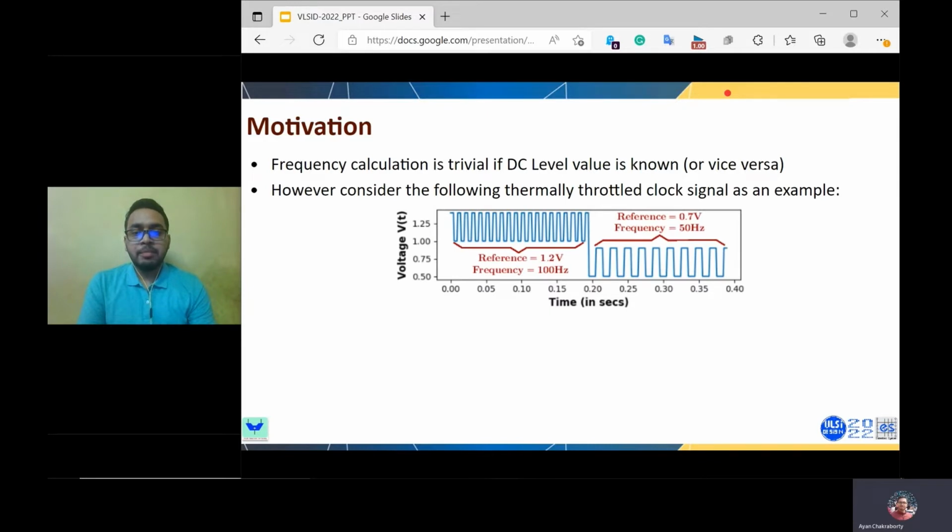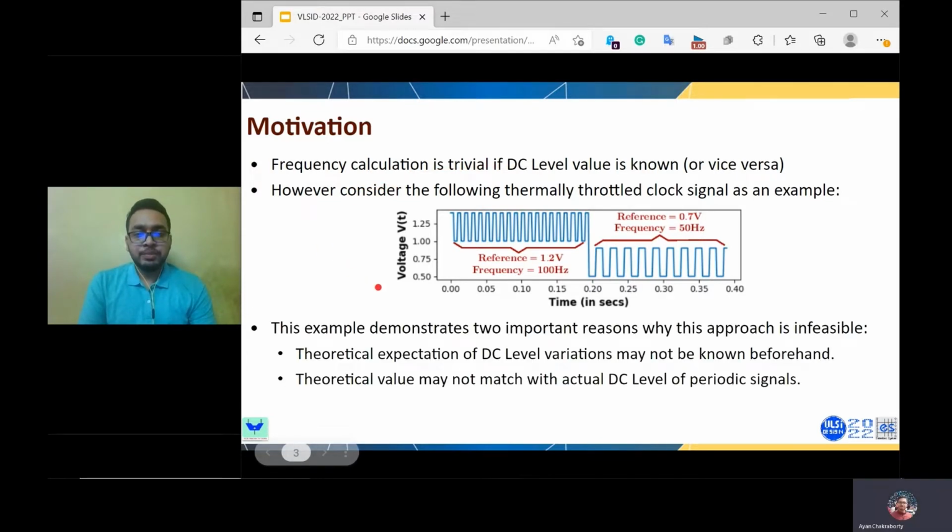However, this simple method cannot be applied to a wide range of signals and has several drawbacks, which I will explain with the help of this waveform. The first drawback is that the user must know the variation of DC level for the entire signal. In this example, we can see clearly that there are two distinct DC levels, and the user must know both of them in order to calculate the frequency variation using this simple method. Second of all, the expected theoretical value of the DC level that the user expects may not match with the actual DC level that's present in the signal. This mismatch may cause incorrect frequency computations to be carried out if we just use the prior information.